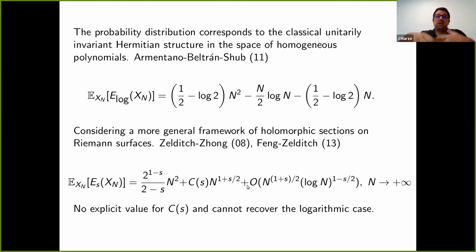But here again, you have some drawbacks. The first is that there's no explicit value for this C_s. And a kind of surprising thing is that they cannot recover this other result, because they have to estimate some function there, and they were not able to cut this series here. So it's a different approach, and it has a different strength somehow.